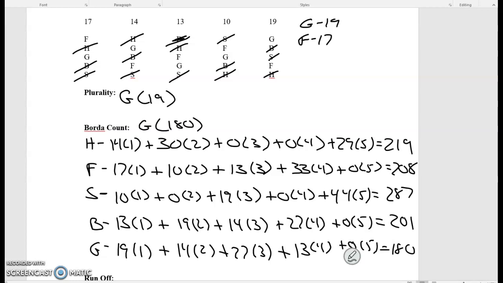G gets the 14 first place votes in the second column. F gets the 13 first place votes in the third column, and F gets the 10 first place votes in the fourth column. So G's total is 33 and F's total is 40. So F is my winner by runoff.